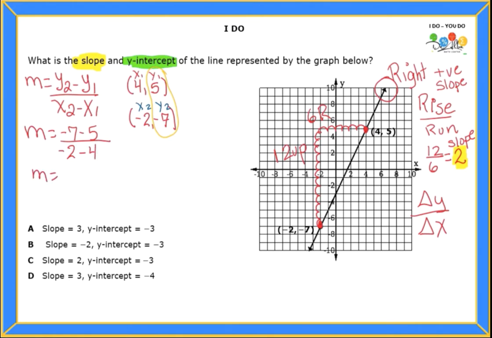If you perform the operation -7 minus 5, I will get a -12. And if you perform the operation -2 minus 4, I do get a -6. Now, I want you to remember that a negative over a negative is the same as a positive.